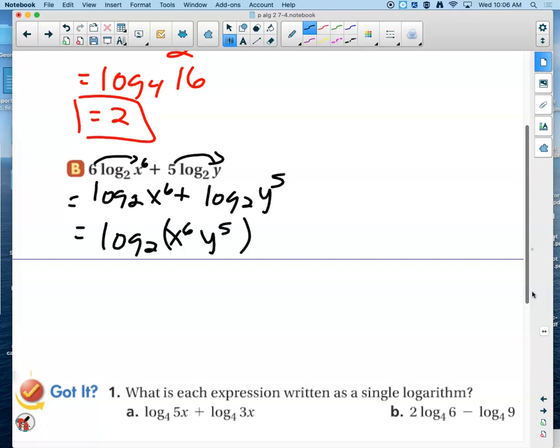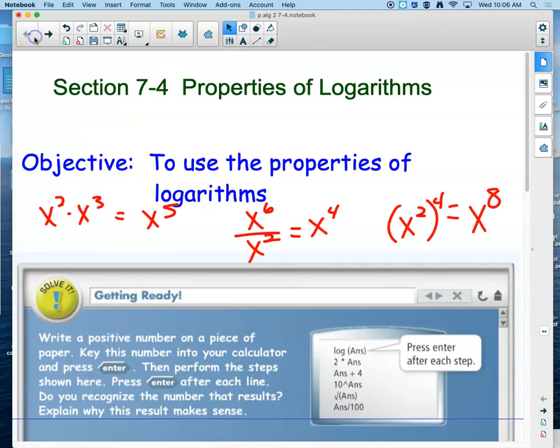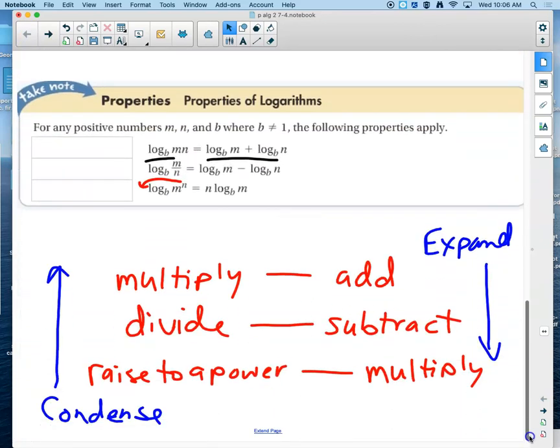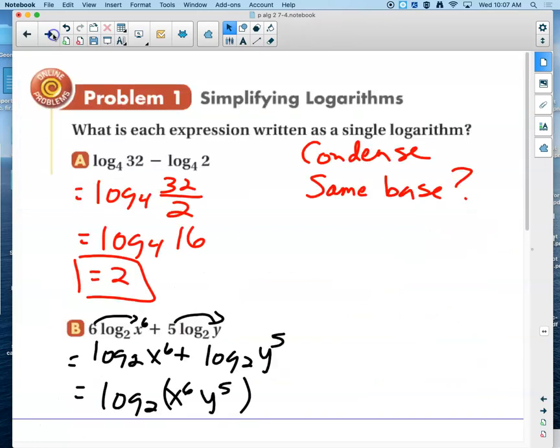So when I made that chart before, remember I was talking about the directions. If we have to condense anything that was raised to a power, it's going to look like multiplication. It's going to look like multiplying. We have to put it back as a power. Anything that's subtraction, we change to division, and anything that was addition, we change back to multiplication. Again, it has to work both ways. Condense and then expand.